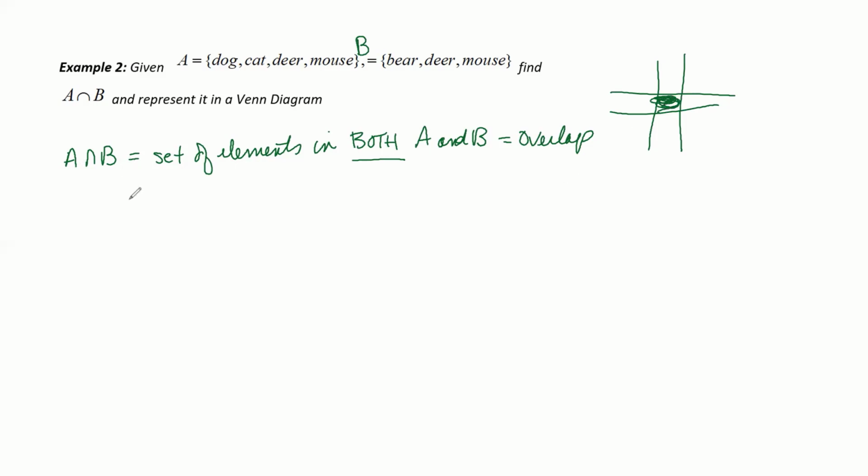So A intersect B is going to be all the animals that are in both sets. Dog is not in both sets, cat is not, but deer and mouse are, bear is not. So it's going to be the set containing deer and mouse.